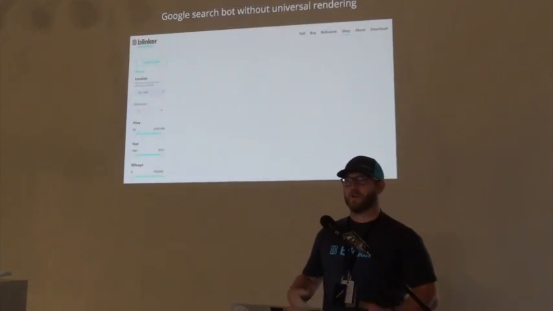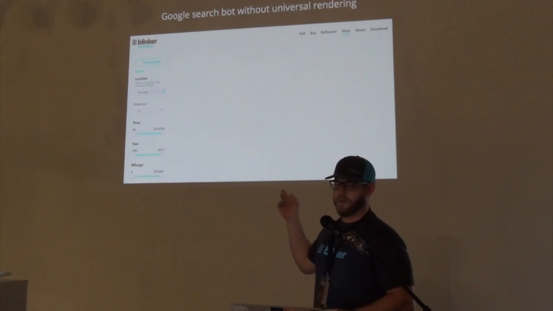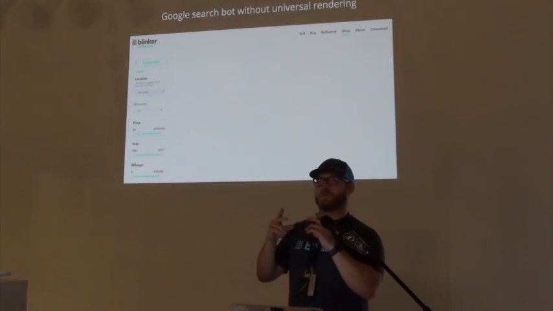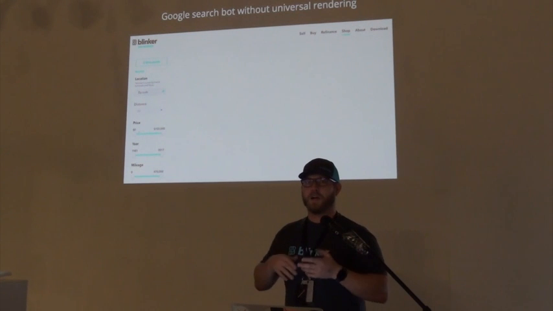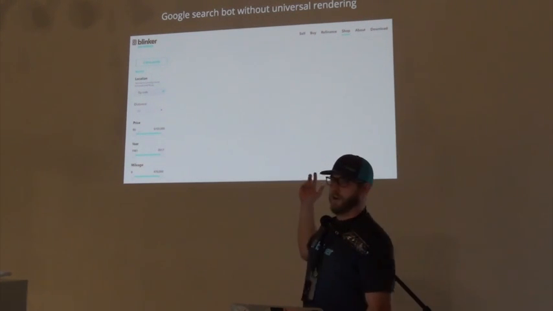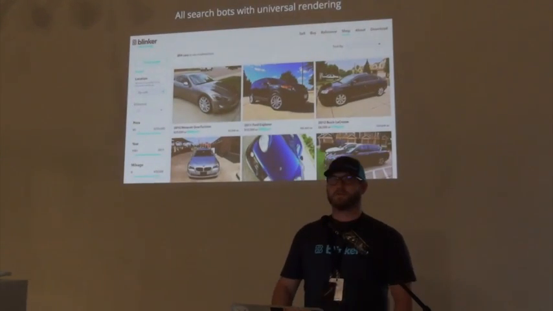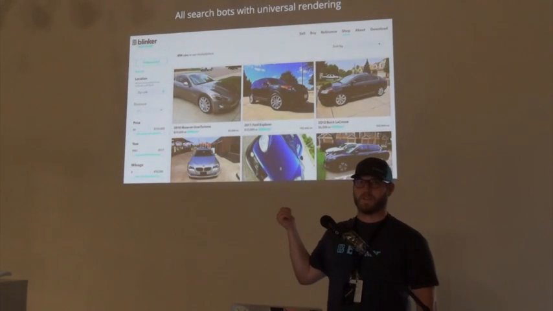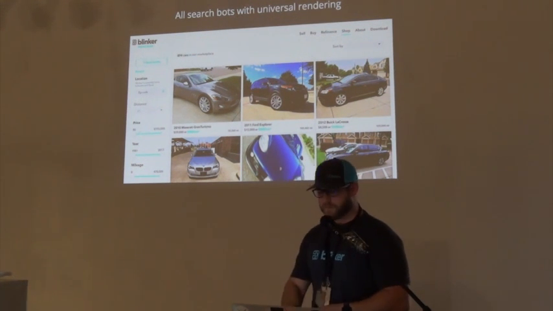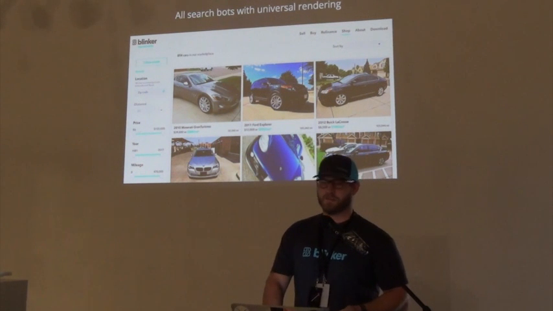This is what Google might see without universal rendering. If the HTML page just had static HTML and CSS for the header and footer or sidebar, it can render that because it's static, but as you can see, there's nothing on that page. But if you have universal rendering, we have to go fetch a list of, say, cars. You're going to have a fully rendered page. So all search bots will see it like this, and they'll be happy.